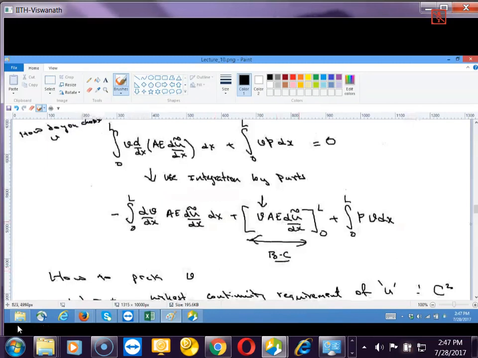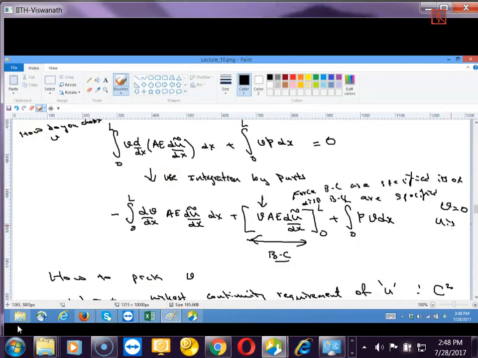Wherever du tilde by dx is specified, it is not a problem. You can just define it. That means wherever force boundary conditions are specified, it's okay. There is no problem. But where displacement boundary conditions are specified, what value should this V fellow take? Then it becomes a nuisance. But if you make him the best friend, this V will take 0 when U is specified.